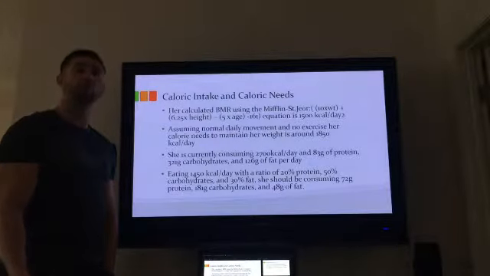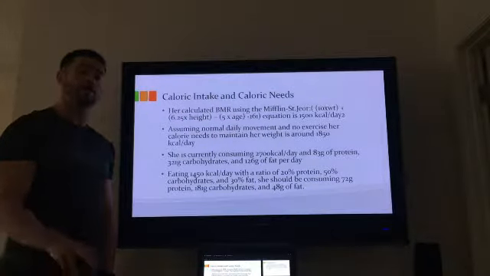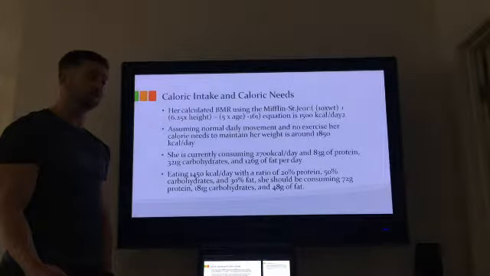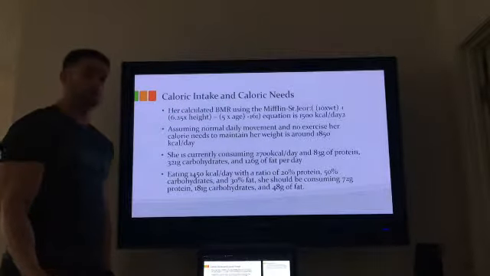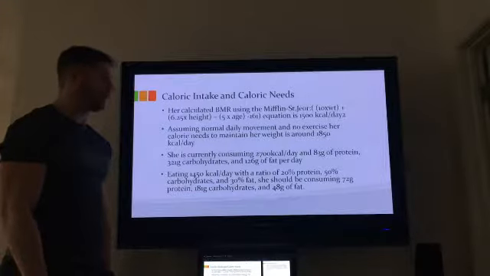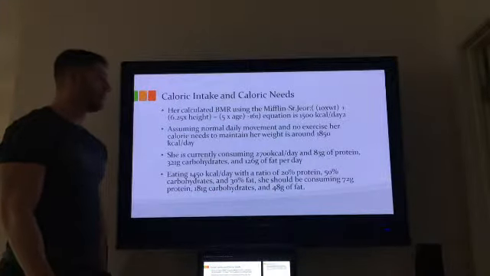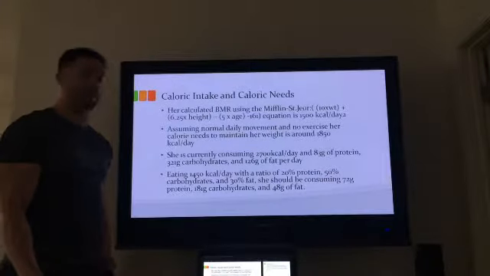So in order for us to go ahead and get Jane to lose weight, she needs to be under that mark. Now, when we look at her 3-day food log, Jane is currently consuming around 2,700 calories a day. This is 83 grams of protein, 321 grams of carbohydrates, and 126 grams of fat per day.